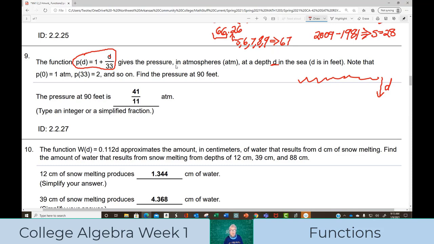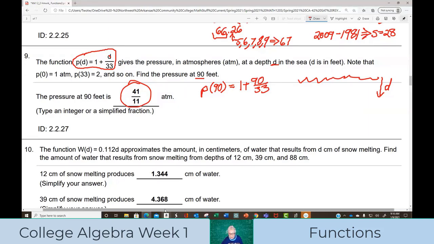Well, what they want us to do is find the pressure at 90 feet. Horse of a different color? Okay, P of 90, or P evaluated at 90, equals 1 plus 90 over 33. And they want the answer as an integer, which is a whole number. An integer can be a positive whole number or a negative whole number, or a simplified fraction, which means you've broken the fraction down as much as you can.